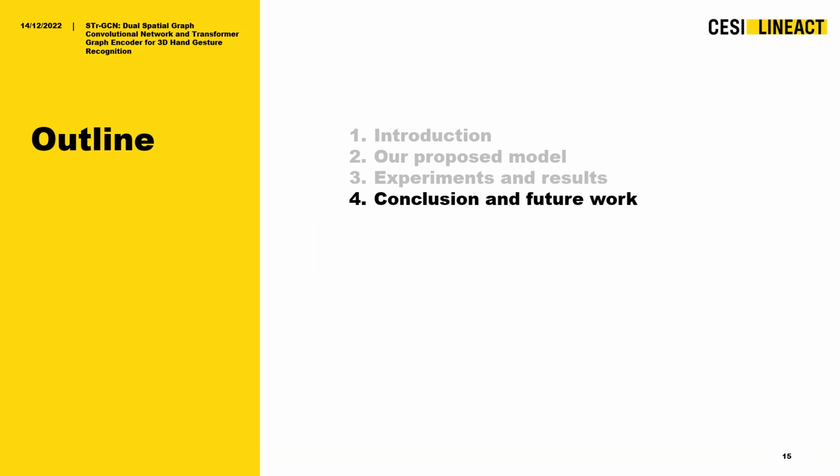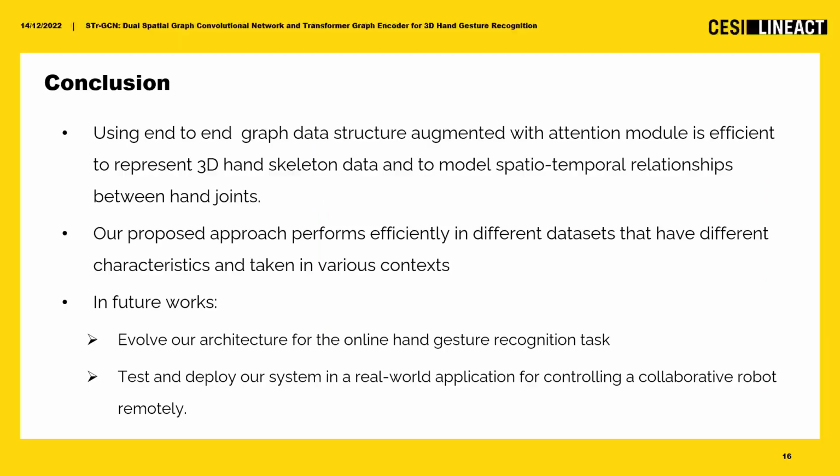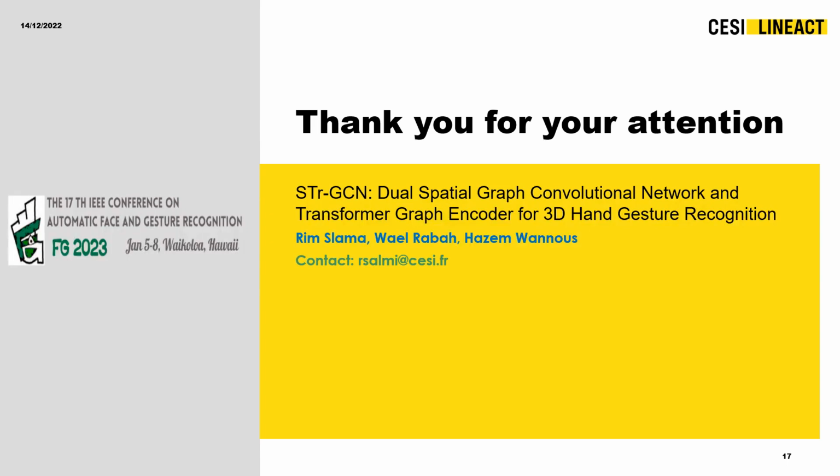So let's conclude and present our future works. To conclude, we can confirm that using an end-to-end graph data structure augmented with an attention module is efficient to model spatio-temporal relationships. Moreover, our proposed approach performs efficiently in different contexts and datasets. And in future works, we intend to evolve this architecture to online hand gesture recognition and to test it on collaborative robot controlling. Thank you for your attention.